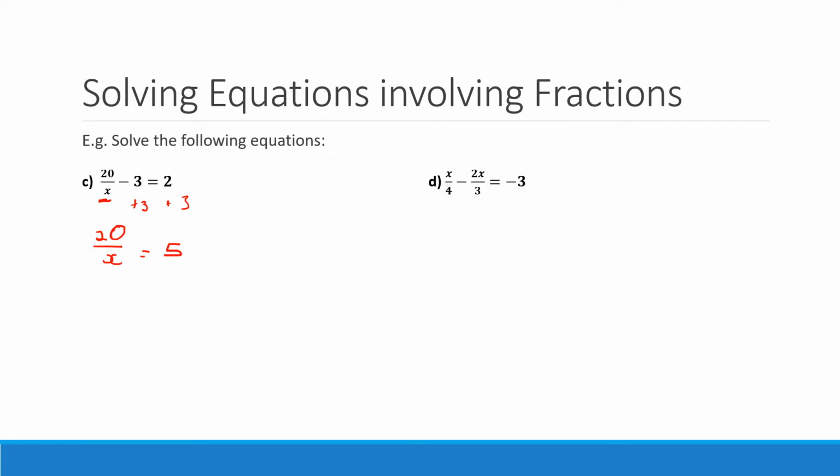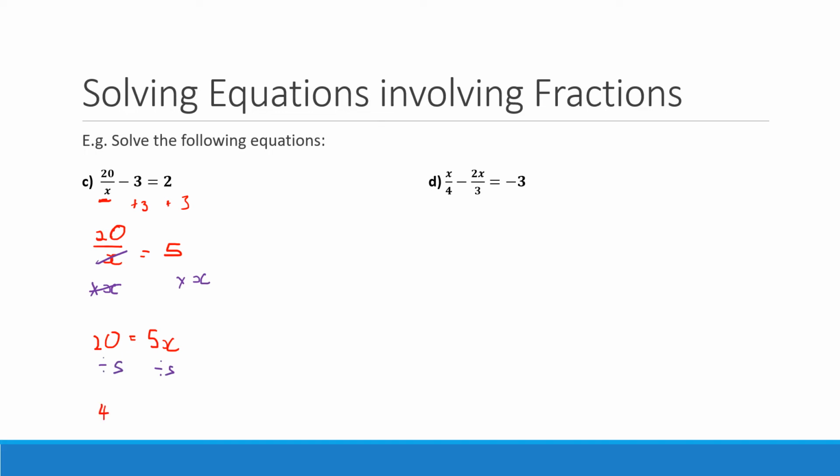Now, my step here is going to be multiplying both sides by x. When I multiply both sides by x, it'll be divide by x and multiply by x. Those are opposites. That's going to equal 1. And so it'll be 20 times 1, which gives us 20. And then on the right side, we're going to have 5x. And then to rearrange that 5, once again, we can just divide both sides by 5.